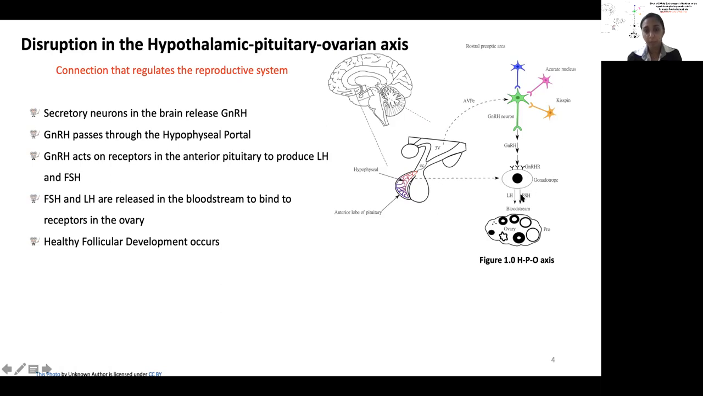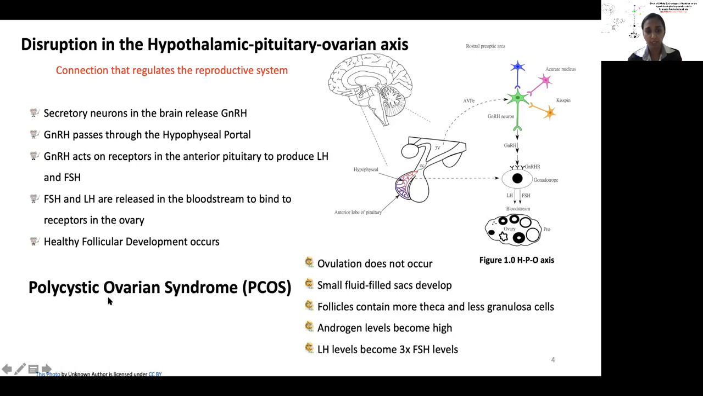This is released into the blood where it then binds on receptors found in certain follicles in the ovary. When this happens, we have a proper feedback mechanism occurring, and then the ovary will release an oocyte for either menstruation or reproduction. Sometimes this does not occur, and a lot of problems happen. One of the problems that occur is known as polycystic ovarian syndrome. This is where ovulation does not occur, and small fluid-filled sacs develop inside the ovary.